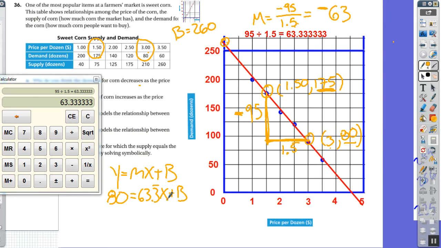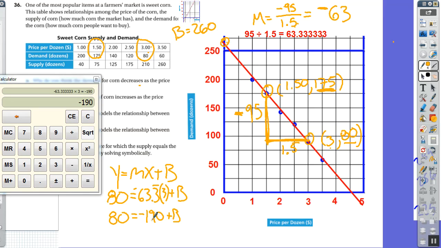But wait a second, what's my x value? My x value is 3. So I can go ahead and erase the x, and in its place I'm going to substitute the number 3, because 3 is my x value. So let's go ahead and multiply my 63.3 repeating, and it's negative, right? So by 3. And so we get 80 is equal to negative 190 plus b.